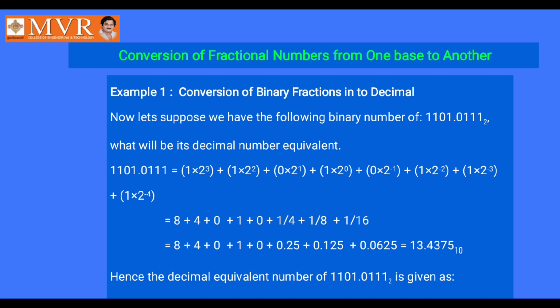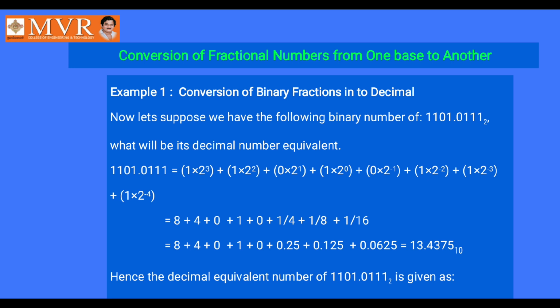The next one, 1 into 2 power minus 2, will be 1 divided by 2 power 2, which means 1 by 4, plus 1 by 2 cube. Because it is minus, when it goes to the bottom side of the division symbol, the minus is converted into plus: 1 by 8, plus 1 by 2 power 4, 1 by 16. So 1 by 4 is 0.25, 1 by 8 is 0.125, and 1 by 16 is 0.0625.